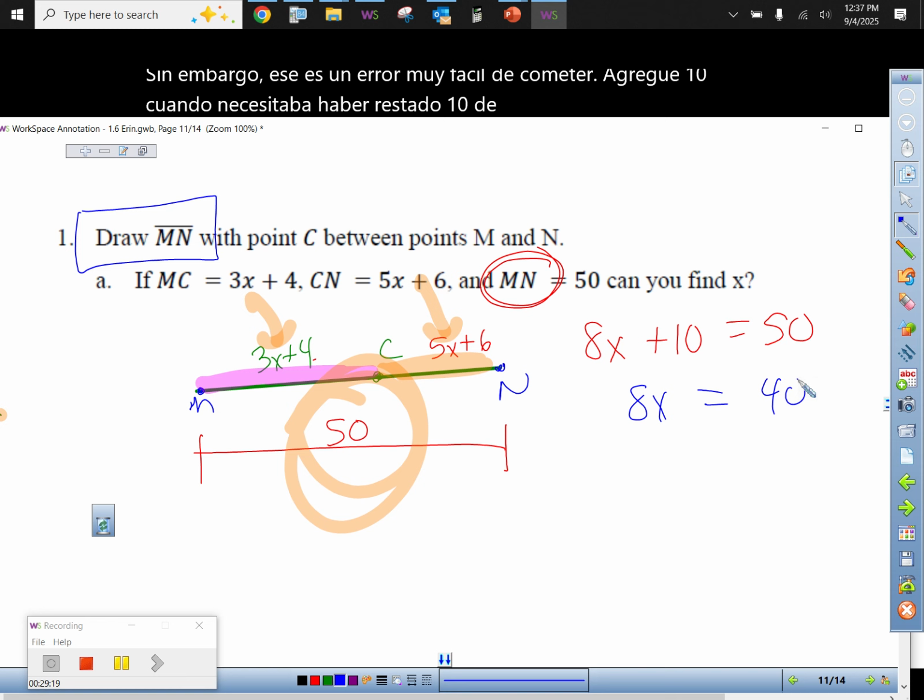Here's another one that a lot of people don't see very easy. This is wrong as well. What did I do to get 32? I subtracted 8 from both sides instead of dividing by 8. Are you with me on that?